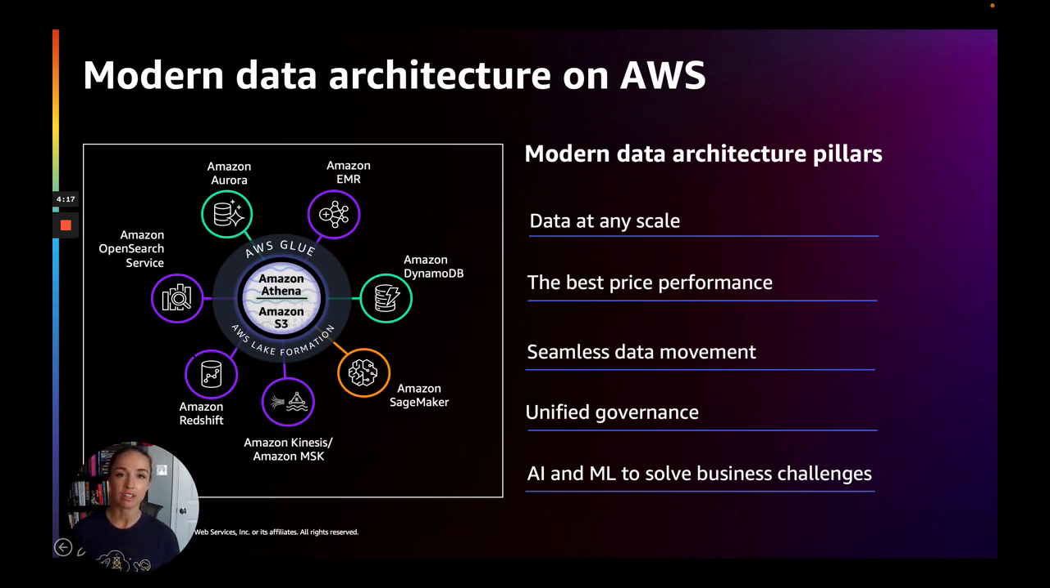AWS Lake Formation is an abstraction service that sits on top of your S3-based data lake to provide centralized governance and enforce fine-grained access control across your data stores.